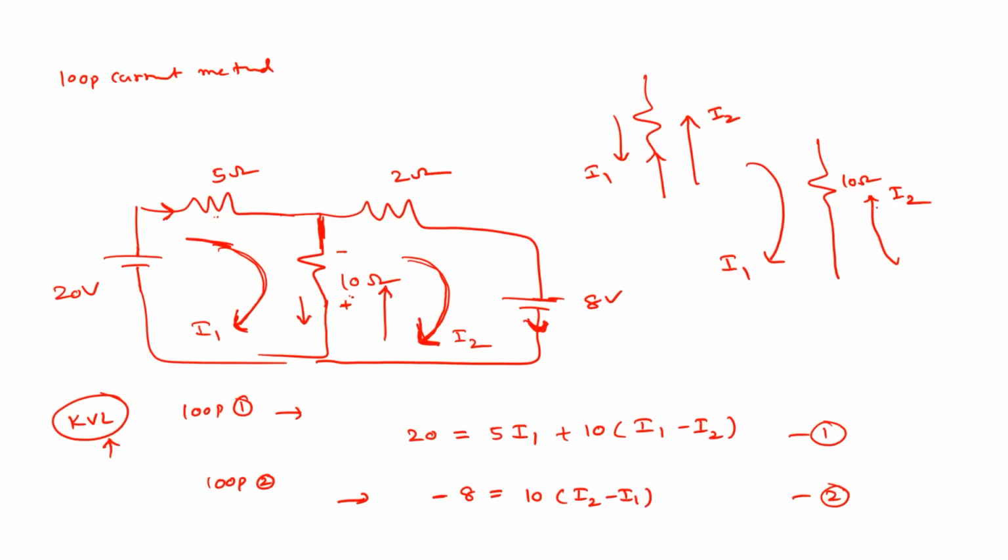So this is loop 1, and this is the direction. In loop 2, this is the direction. That's why the current is I2 minus I1. Now for this 2 ohm resistor, this is the current direction, right? Plus 2 into I2. Solve these two equations. So tell me what is I1, I2?